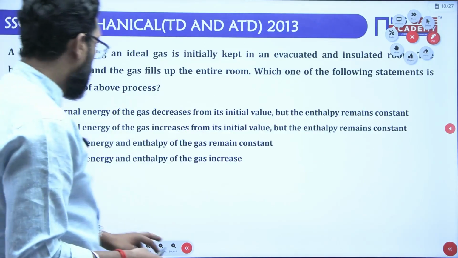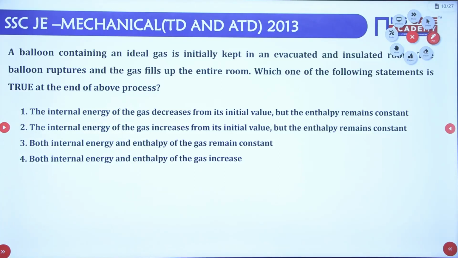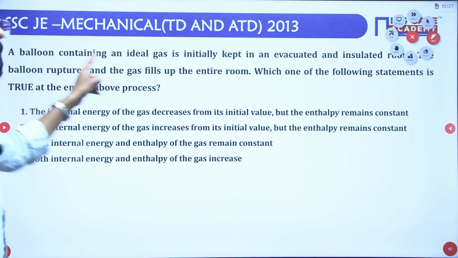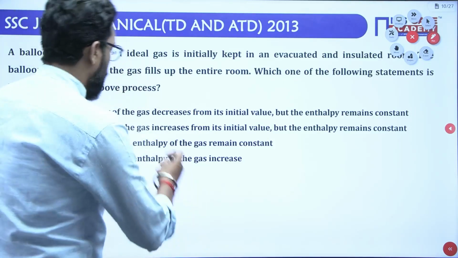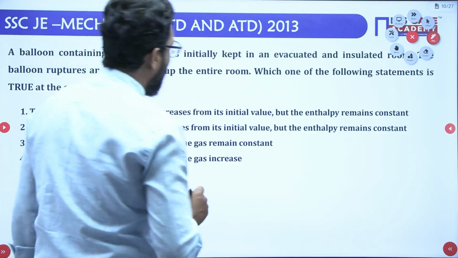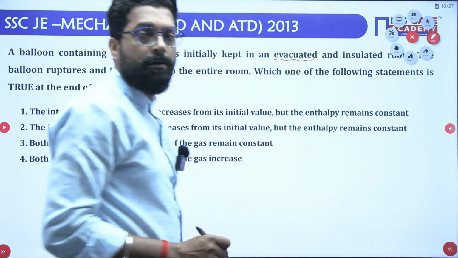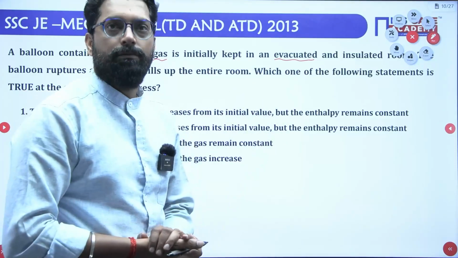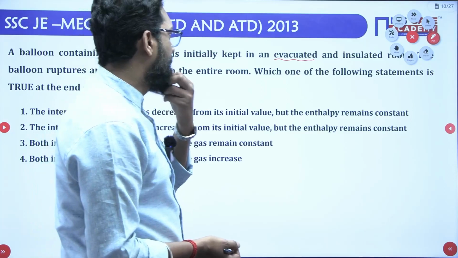See this one? This is a very good question. A balloon containing an ideal gas. A balloon is there, and in this one there is an ideal gas. It is initially kept evacuated. That means it is kept in a vacuum. There is no pressure there.